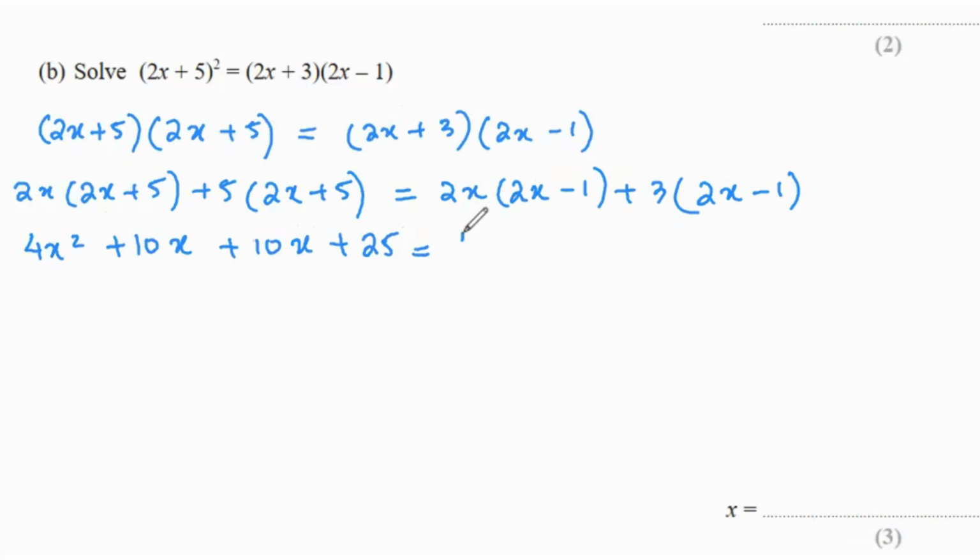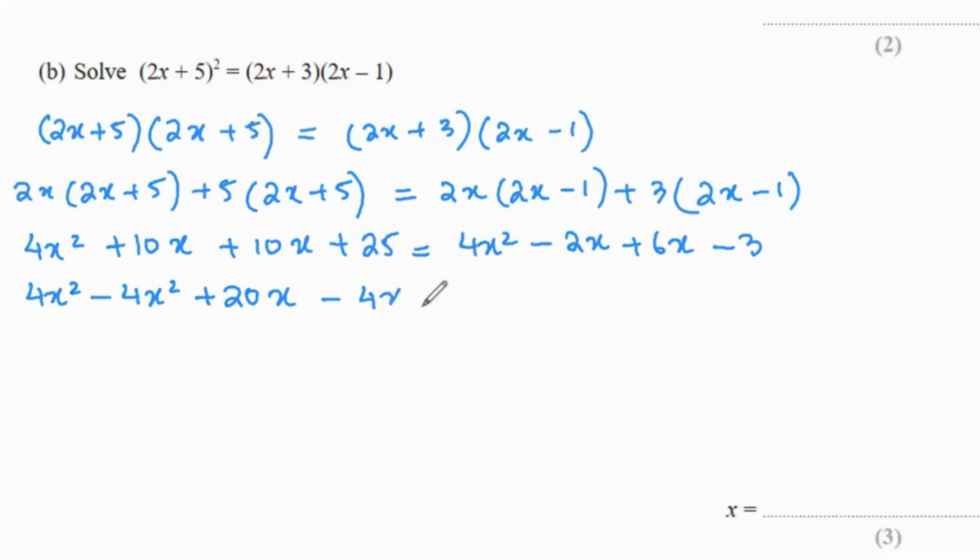Similarly, 2x times 2x is 4x squared. 2x times negative 1 is negative 2x. 3 times 2x is 6x. And 3 times negative 1 is negative 3. Now we're going to collect all of the terms on one side. 4x squared minus 4x squared. 10x plus 10x is 20x. And then 20x over here. Negative 2x plus 6x is 4x. So it's going to be minus 4x plus 25 plus 3 equals 0.